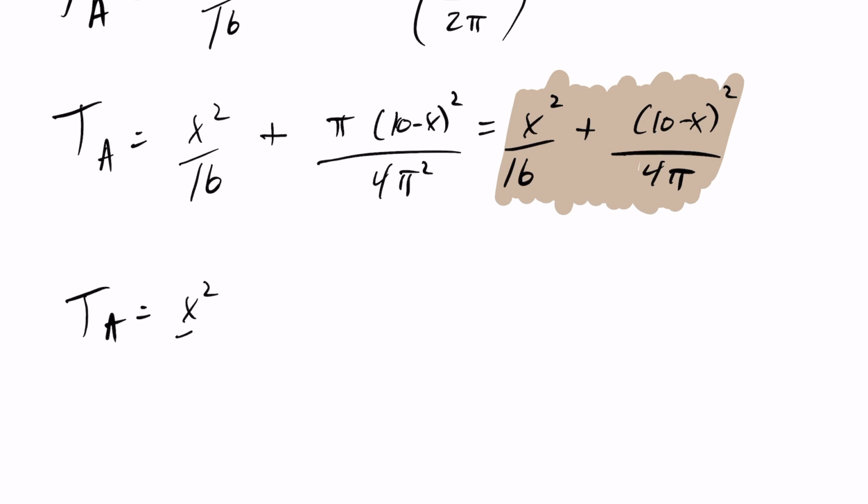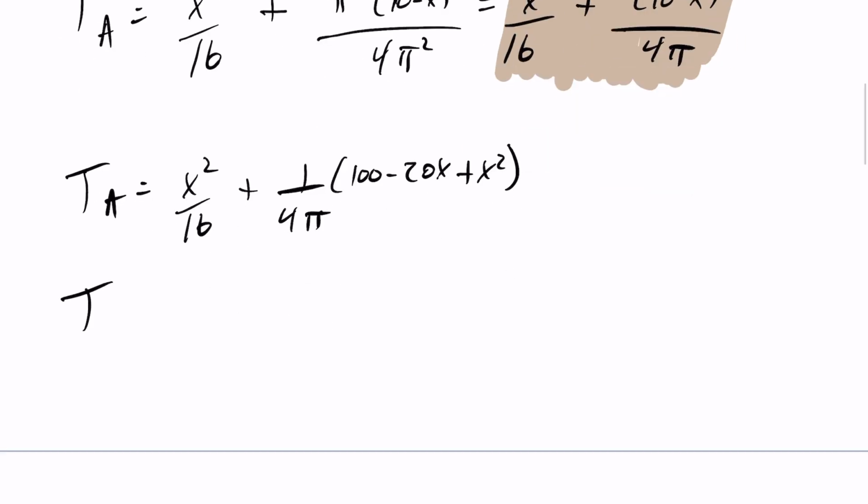This becomes x squared over 16 plus 1 over 4 pi. And if I expand this out, you're going to get 100 minus 20x plus x squared, and the total area here is x squared over 16 plus this.